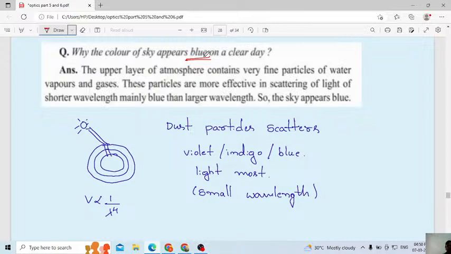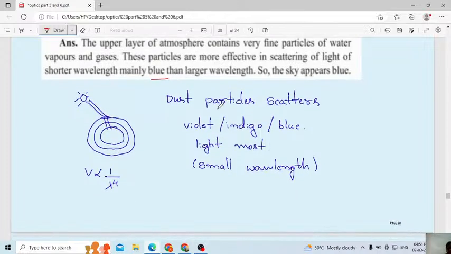Next, the upper layer of the atmosphere contains very fine particles of water vapor and gases. These particles are more effective in scattering light of shorter wavelength, mainly blue, than larger wavelength. So the sky appears to be blue.